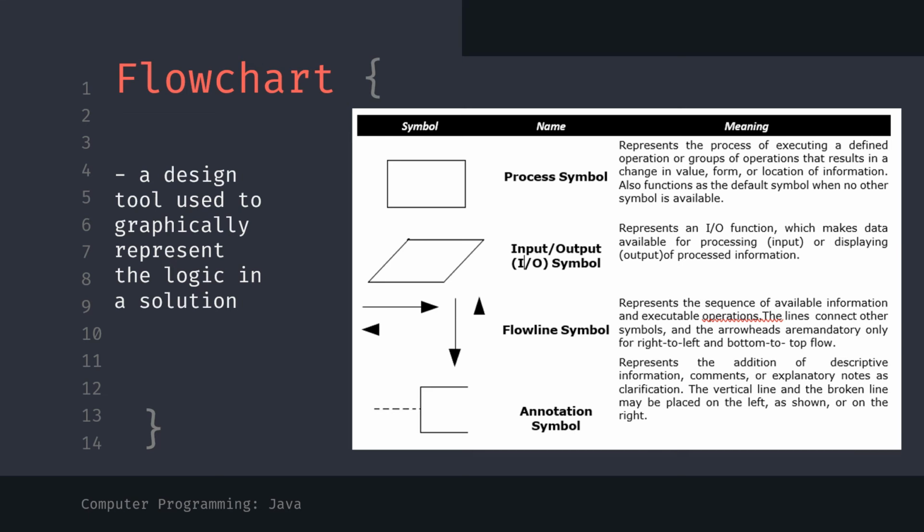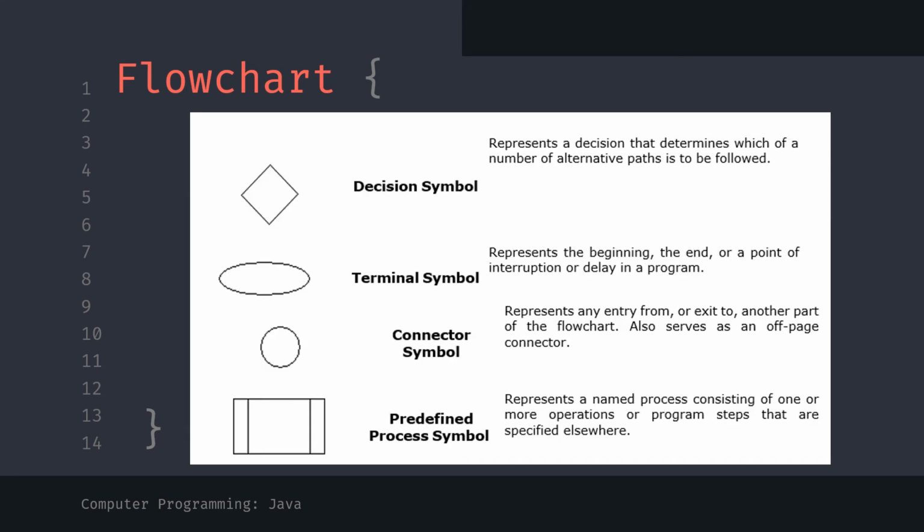Next is the flow line symbol. It represents the sequence of available information and executable operations. These lines connect each other symbols, and the arrowheads are mandatory only for right to left and bottom to top flow. Next is the decision symbol. It represents a decision that determines which of a number of alternative paths is to be followed. It is used in the if and else form of a code.